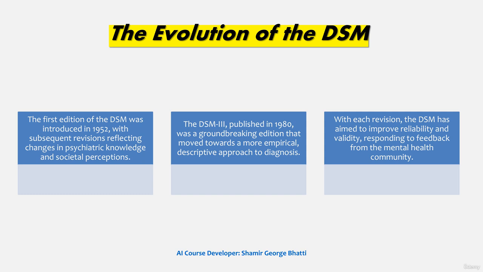Its journey began with the first edition in 1952, marking a significant shift in how mental disorders were categorized and understood. A landmark revision came with the DSM-3 in 1980, which omitted psychoanalytic language in favor of a more empirical and descriptive approach. This edition set the foundation for modern psychiatric diagnosis, emphasizing criteria-based assessments to improve diagnostic reliability.